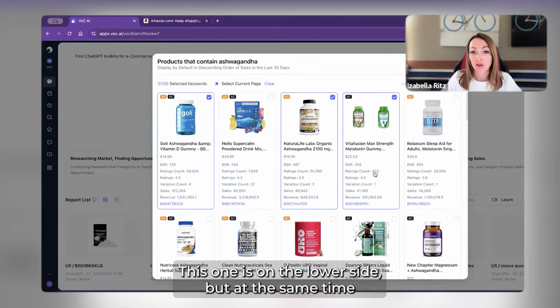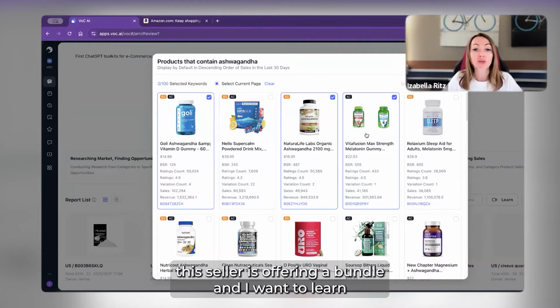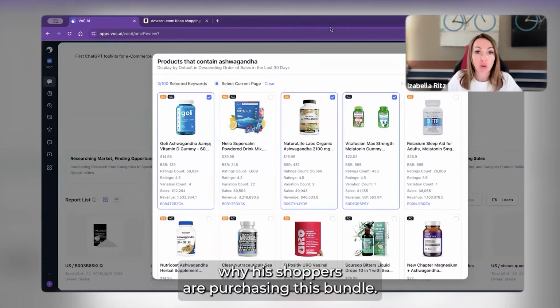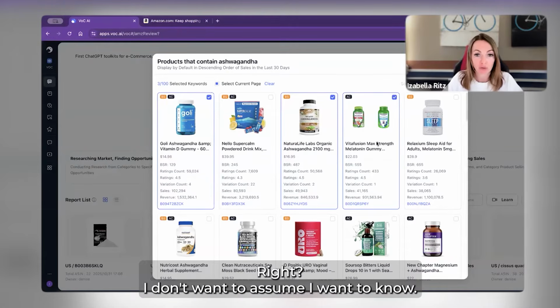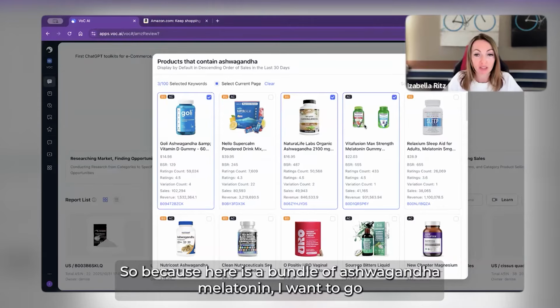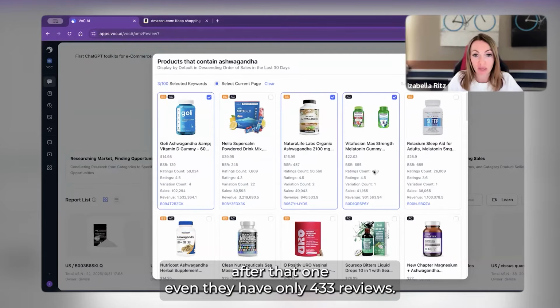This one is on the lower side, but at the same time this seller is offering a bundle, and I want to learn why his shoppers are purchasing this bundle. I don't want to assume, I want to know. Because here's a bundle of ashwagandha and melatonin, I want to go after that one, even though they have only 433 reviews.